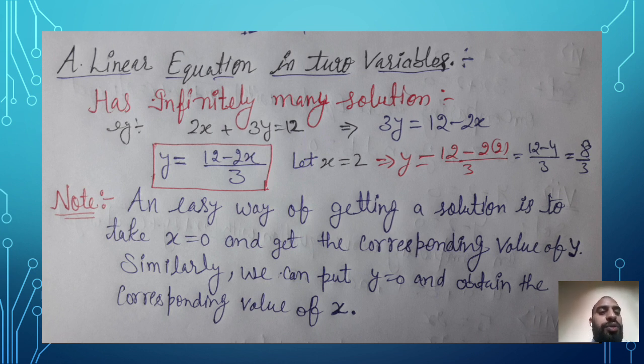Let x equals 2. You can take x equals 5, 0. Any number you can select, negative or positive, in place of x. Then automatically you will get a value of y. Let's see how. I am taking x equals 2. So if x is 2, then 2 times 2 is 4 and 12 minus 4 is 8, upon 3 is the answer.